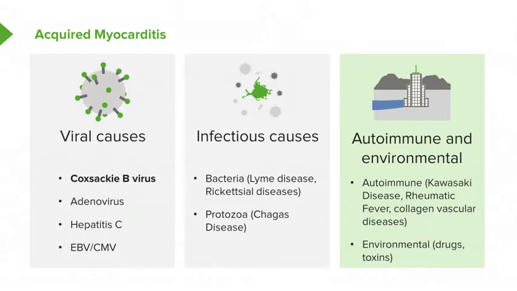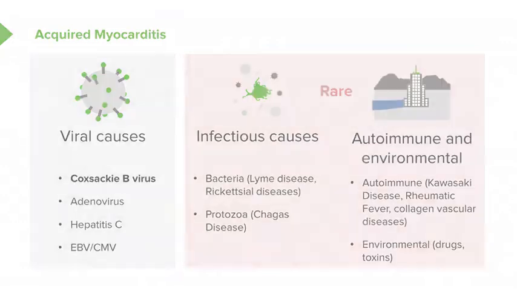Autoimmune diseases like Kawasaki disease, rheumatic fever, collagen vascular disease can all cause inflammation of the myocardium. And then very rarely environmental causes exist as well, a variety of toxins and drugs. But these other infectious causes and environmental and autoimmune causes are quite rare compared to the viral causes, which are by far the most common.